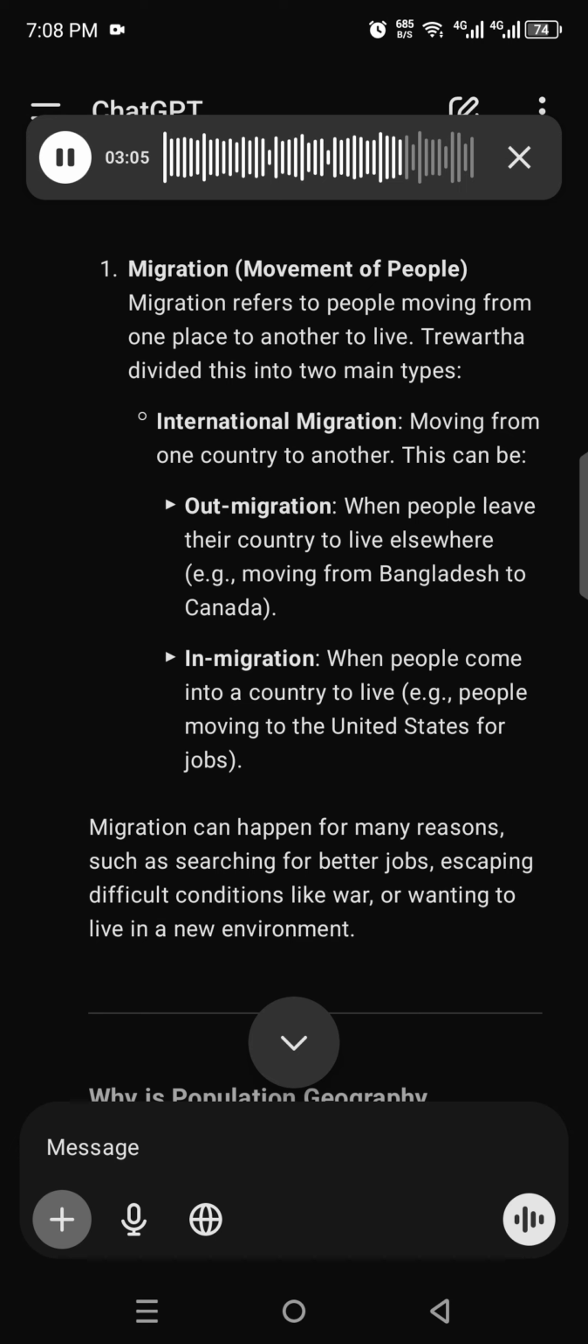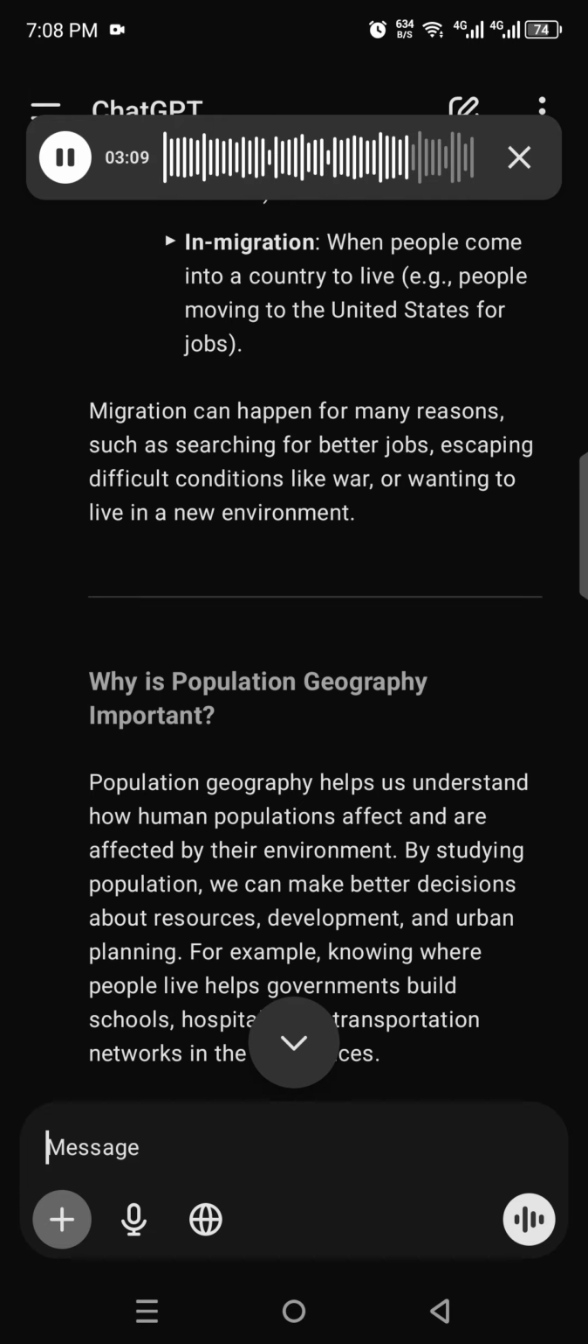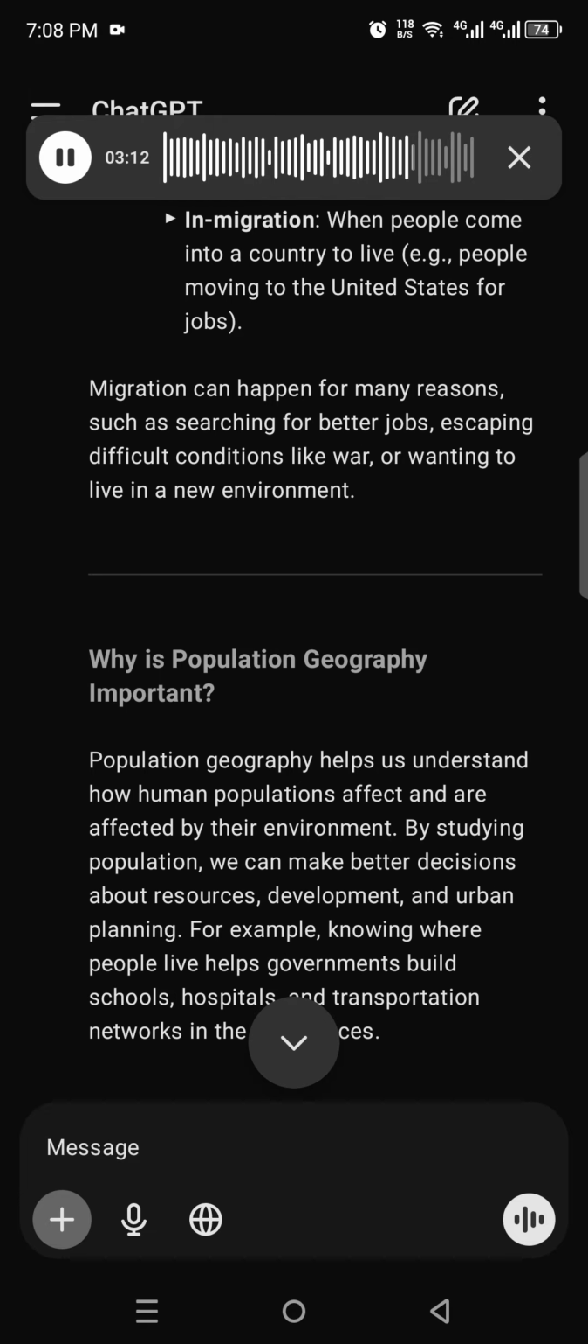Migration can happen for many reasons, such as searching for better jobs, escaping difficult conditions like war, or wanting to live in a new environment.